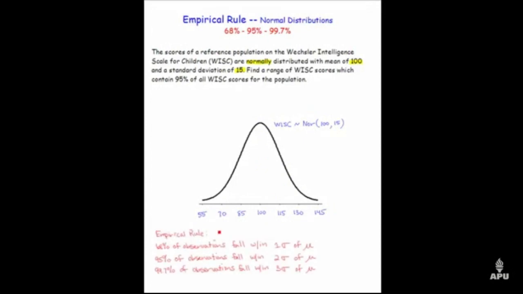The empirical rule tells us that 68% of observations fall within 1 standard deviation of the mean mu. 95% of observations fall within 2 standard deviations of mu, and 99.7% of observations fall within 3 standard deviations of mu. We were asked to find a range of WISC scores containing 95% of all WISC scores. So using the empirical rule, we know that we need to go out 2 standard deviations in each direction from mu.